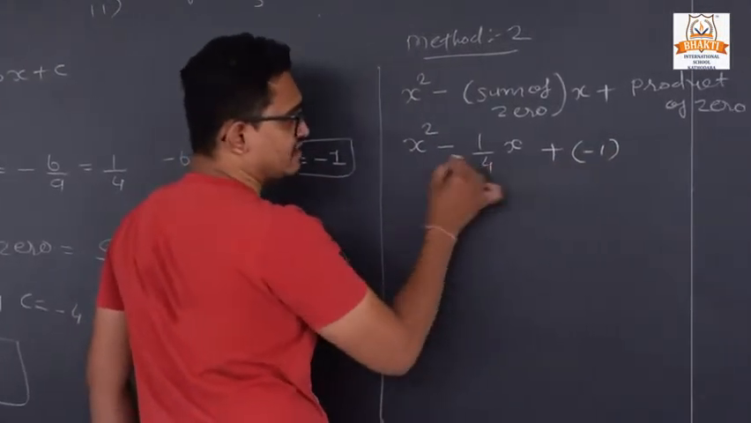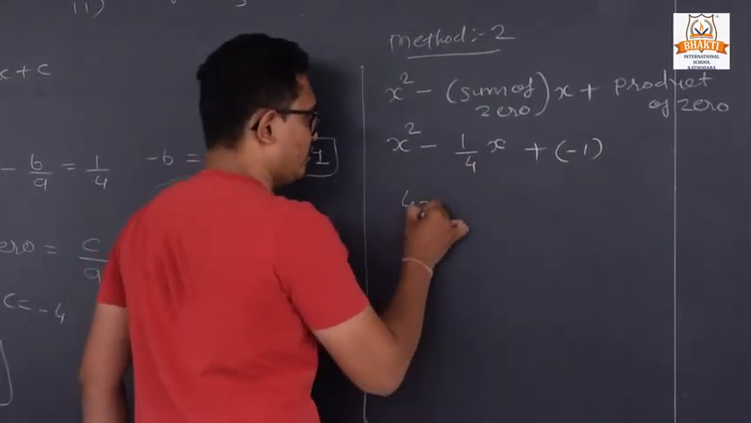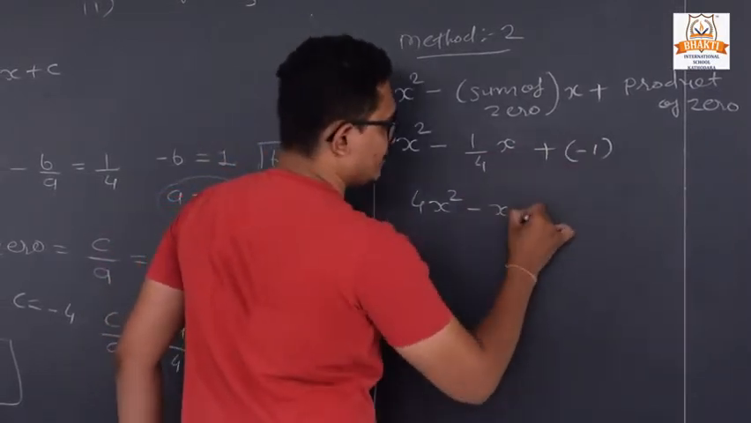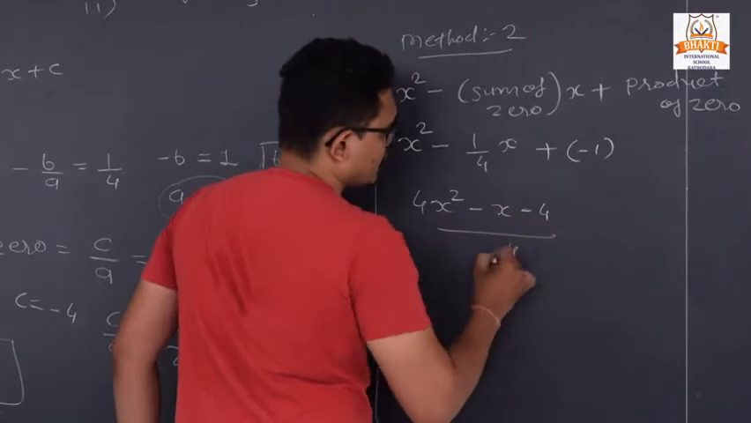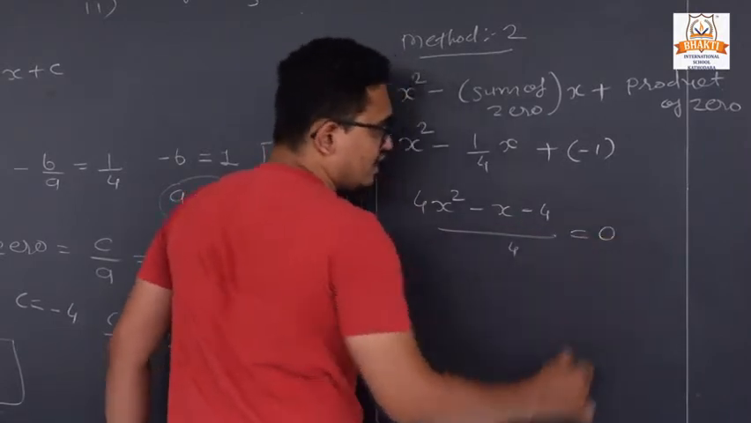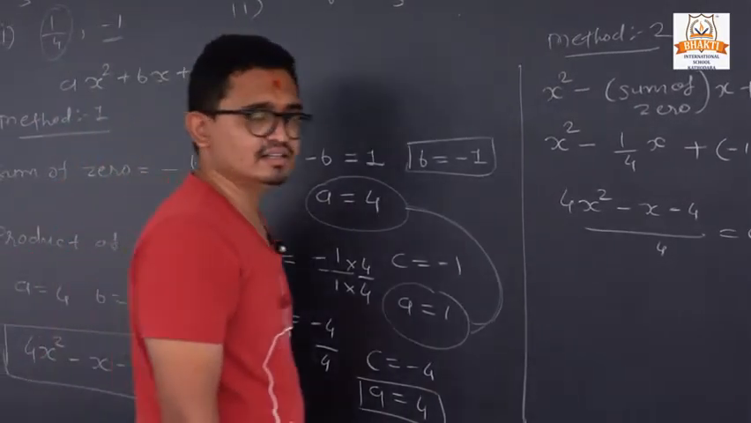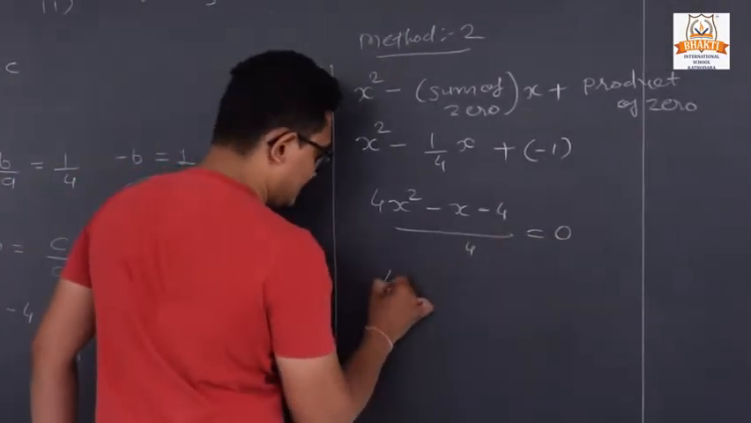Now 4 is our LCM. So we can write 4x square minus x, and 4 ones are minus 4, upon 4. But the equation is equal to always 0. Clear? Equation is equal to always 0. So that 4 is going to the other side.